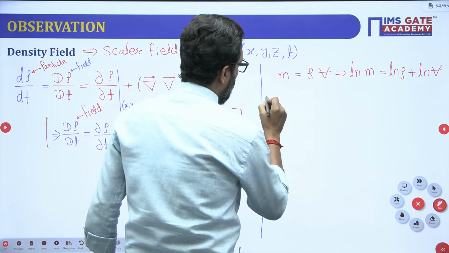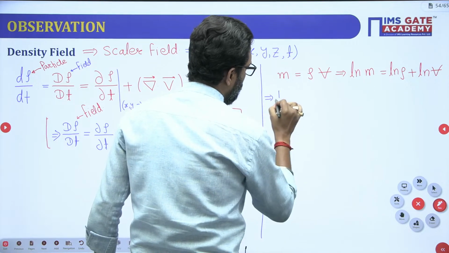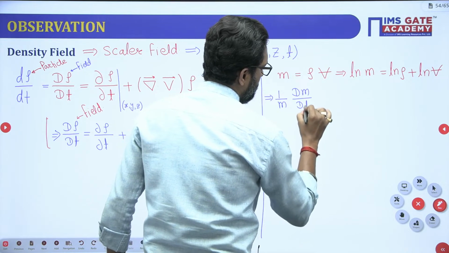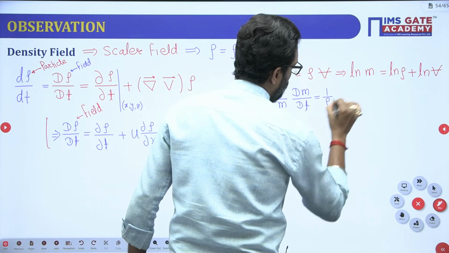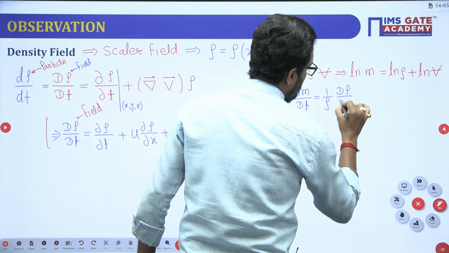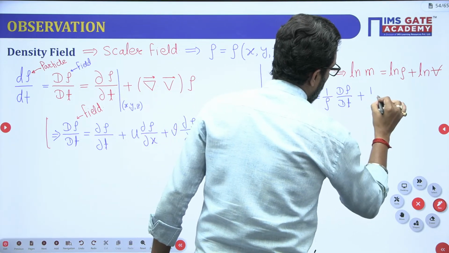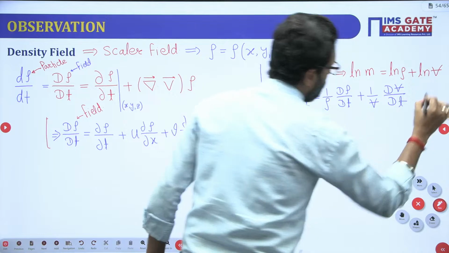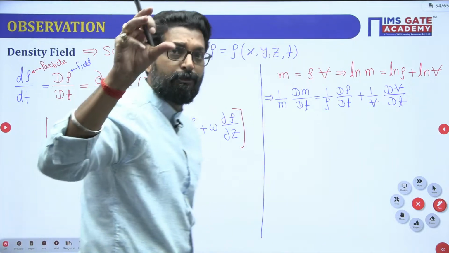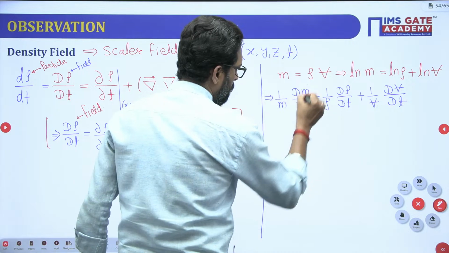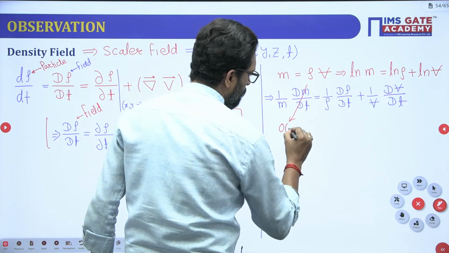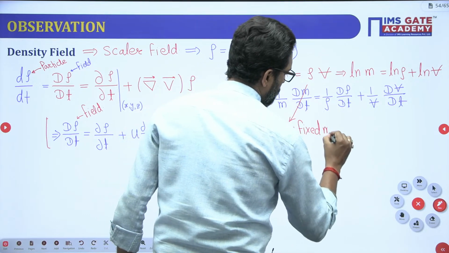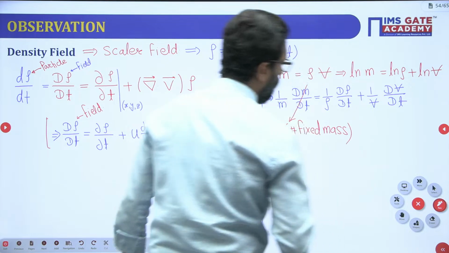Now if you take the derivative, this is (1/m) dm/dt is equal to (1/rho) d rho/dt plus (1/V) dV/dt. Clear now? Now the mass is fixed, so this is 0. Why? Because of fixed mass. Okay? So this is 0.